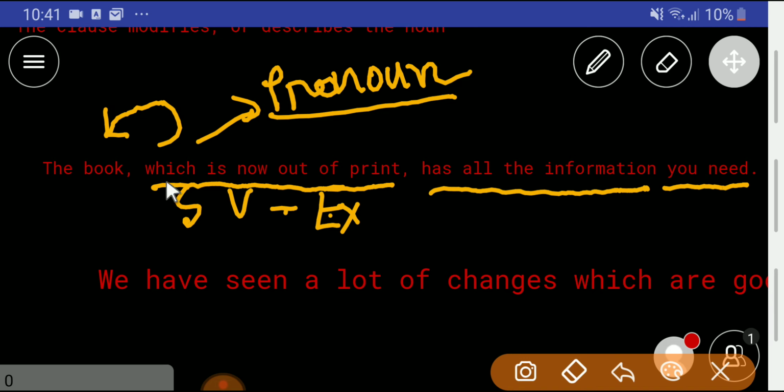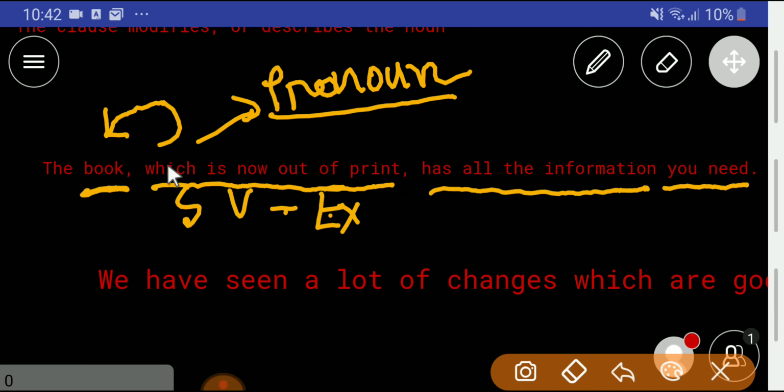Before "which" and after the clause starting with "which," we have used a comma, right? This "which is now out of print" is just adding extra information about the noun "book." We know that a pronoun can indicate or replace a noun. So here "which" is replacing the noun "book." So this is a pronoun, and at the same time it is the subject of this relative clause.